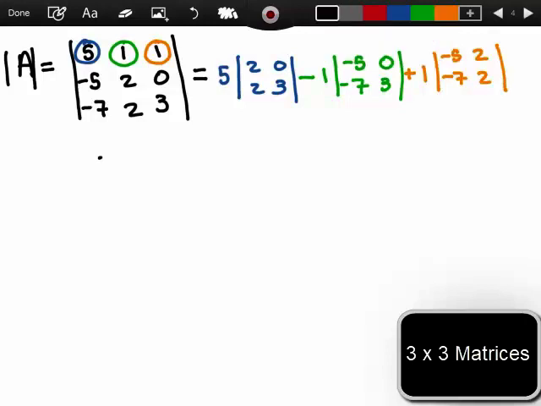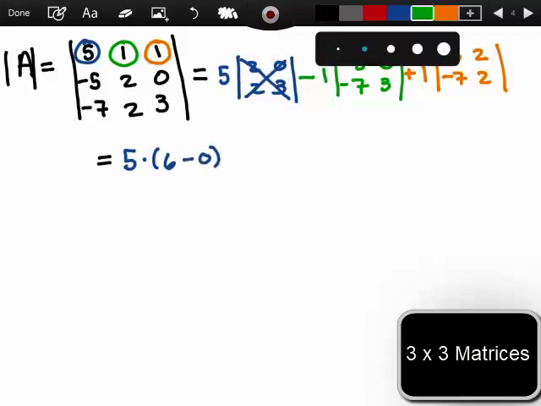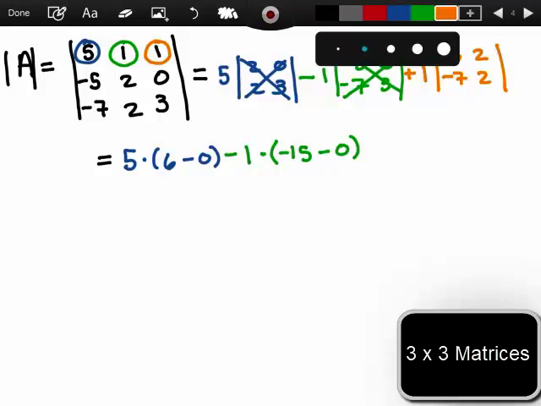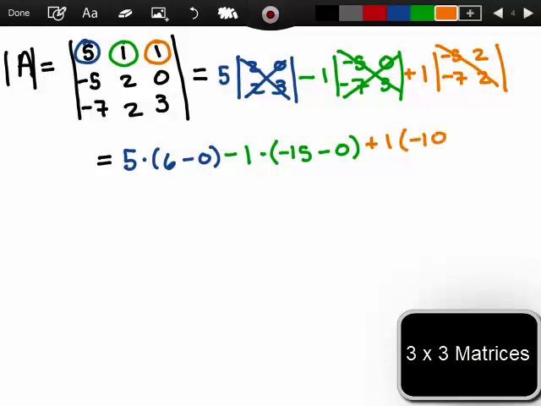Okay, so now let's calculate this. So we have 5 times the determinant. Let's see, so that's going to be 2 times 3, which is 6, minus 2 times 0, which is 0. Okay. Then we're going to do -1 times the determinant of this. So -5 times 3 is -15, minus -7 times 0 is 0. Last, we're going to do 1 times -5 times 2 is -10, minus -7 times 2 is -14. So that becomes a +14.